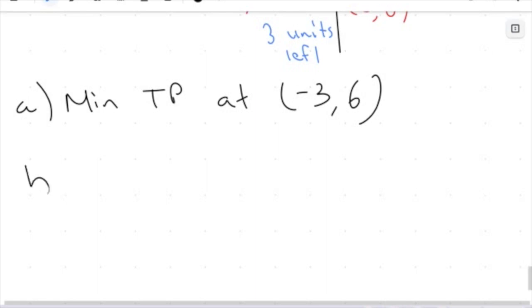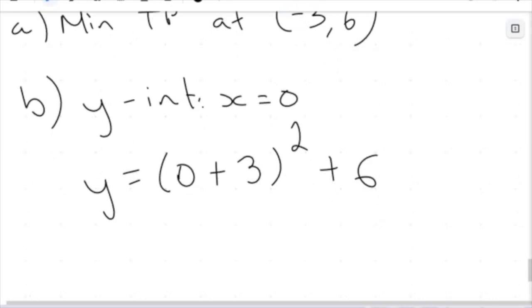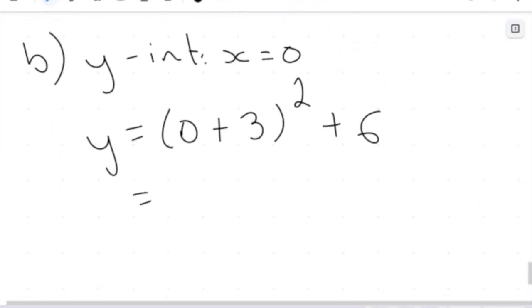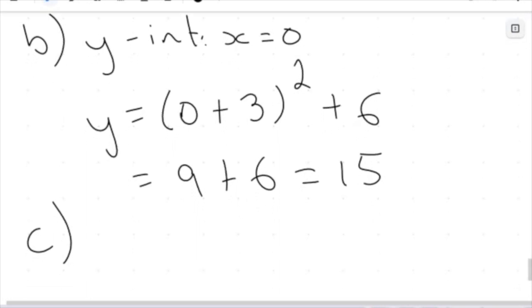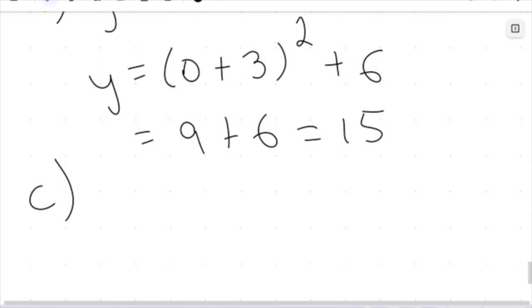So let's find for part B the y-intercept, and we get that when x equals 0. So subbing in x equals 0, that's going to give me y equals 0 plus 3 all squared plus 6. And that gives me 3 squared is 9 plus 6, which gives me 15. So this is my y-intercept. And my x-intercept is going to be, that's going to be when y equals 0.